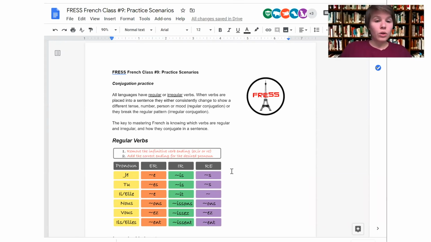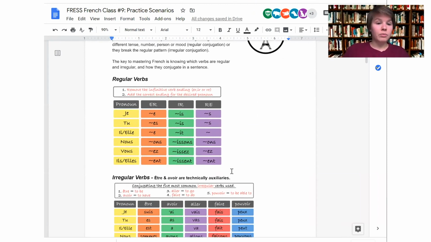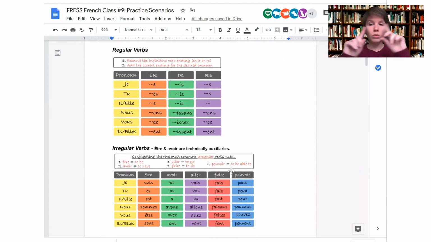Okay, cool. So as you can see, there are two tables. The first is with the regular verbs. The second is with irregular verbs. There is a slight caveat on irregular verbs because être and avoir will fall into irregular verb tendencies, but they're not irregular verbs. They are auxiliaries and they function slightly differently in a sentence. That being said, they are most commonly used in irregular tables.